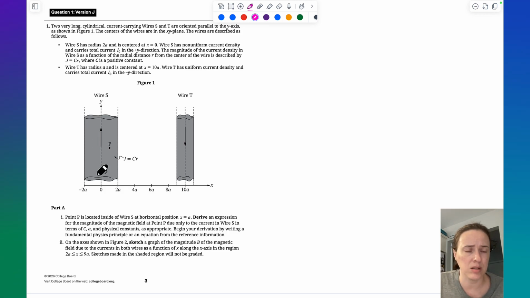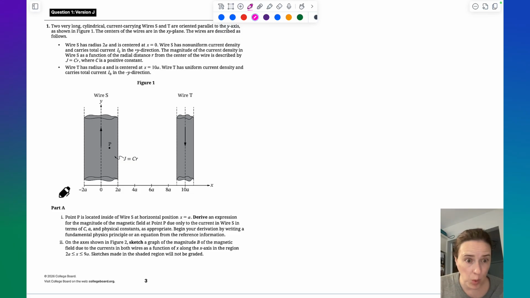Wire S has a radius of 2a and is centered at x equals 0, has a non-uniform current density and carries a total current I naught in the positive y direction. The magnitude of the current density in wire S as a function of the radial distance r from the center of the wire is described by J equals Cr, where C is a positive constant. Wire T has a radius a and is centered at x equals 10a. Wire T has uniform current density and carries total current I naught in the negative y direction.